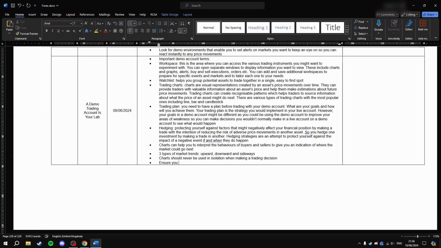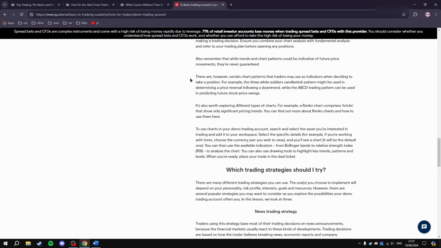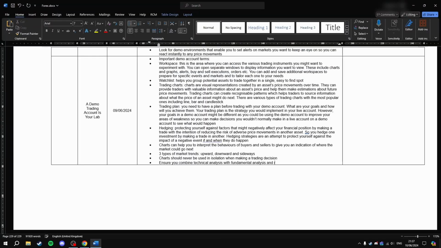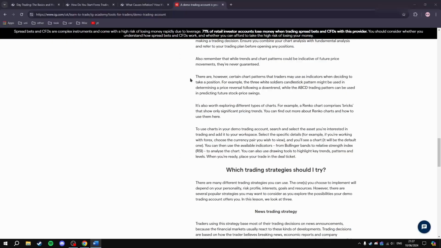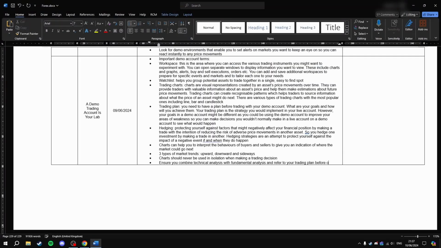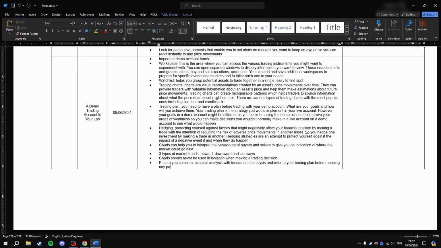Ensure you combine technical analysis with fundamental analysis. So remember, that's looking at news and stuff like that. And refer to your trading plan before opening any positions.